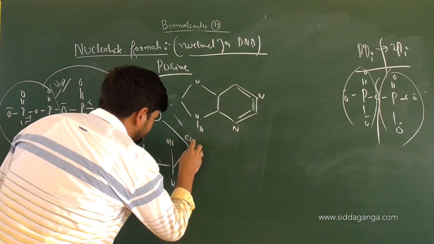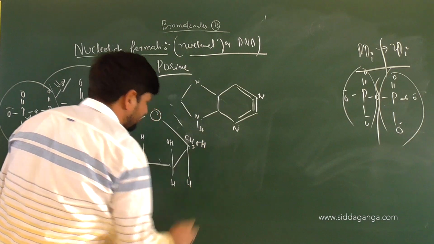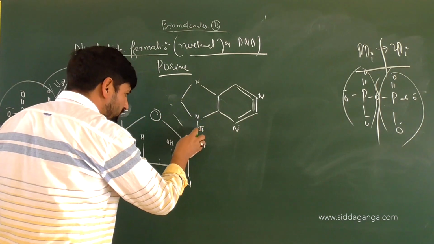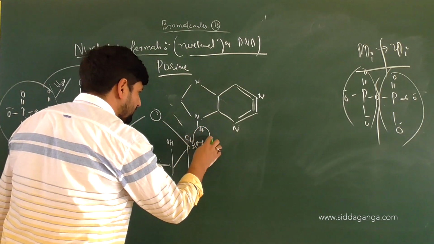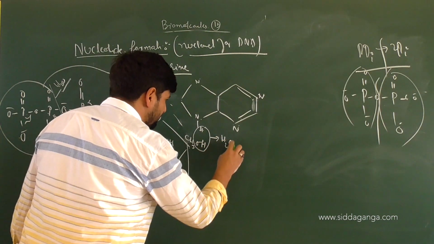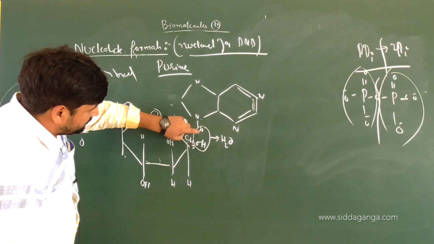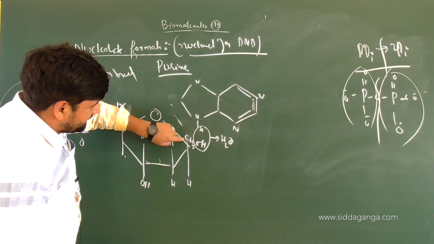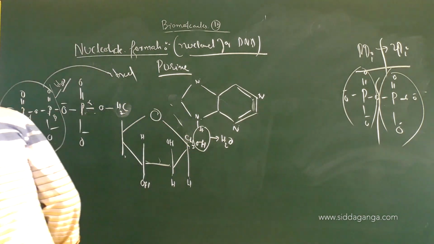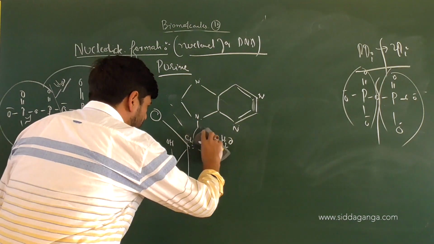Here the group is CH2OH. This water molecule will be removed. Once the water molecule has been removed, you can see easily that N will now be directly linked to what? OH is removed. N will be directly linked to carbon. We can do that, so that water molecule is removed.